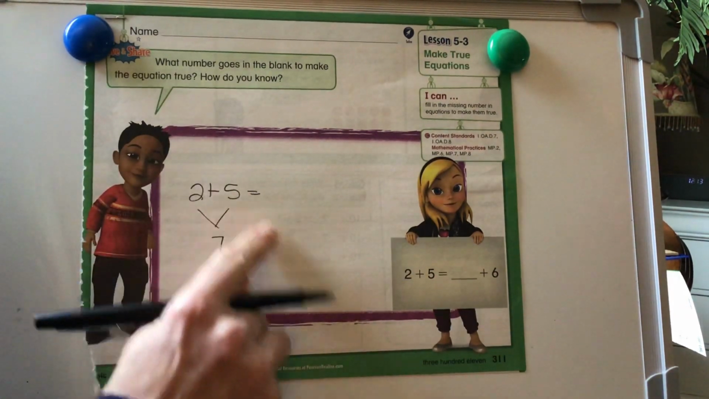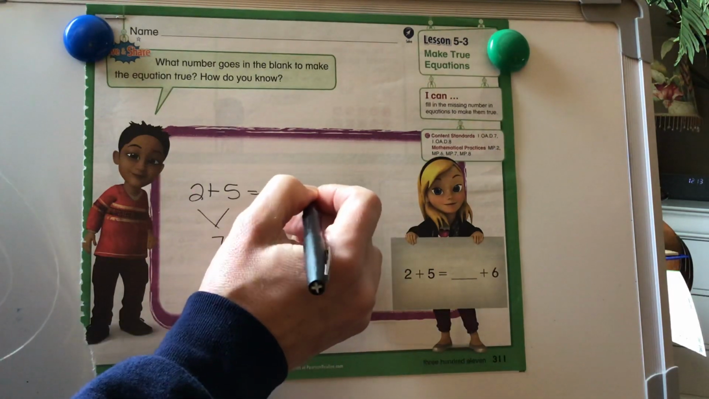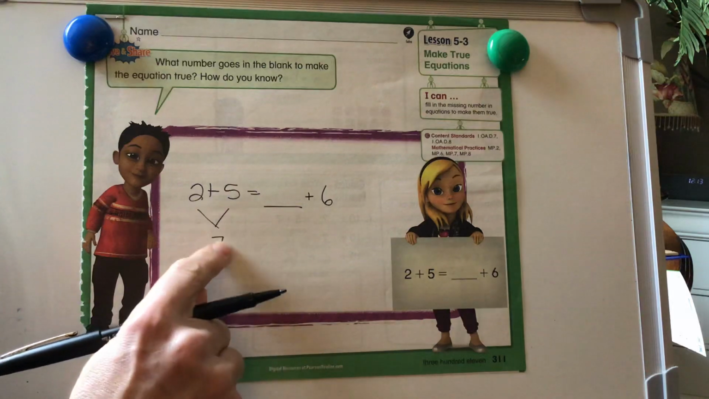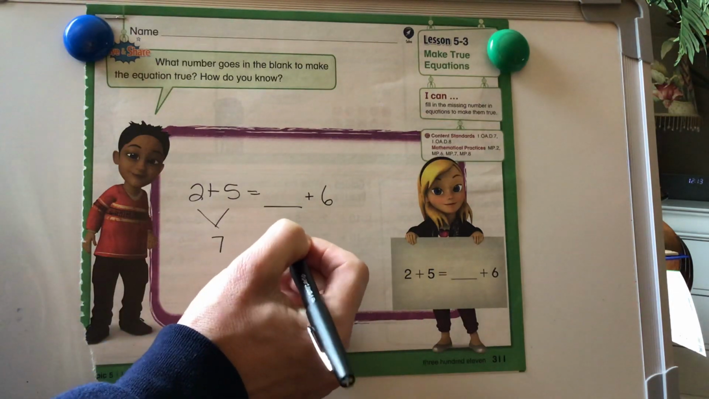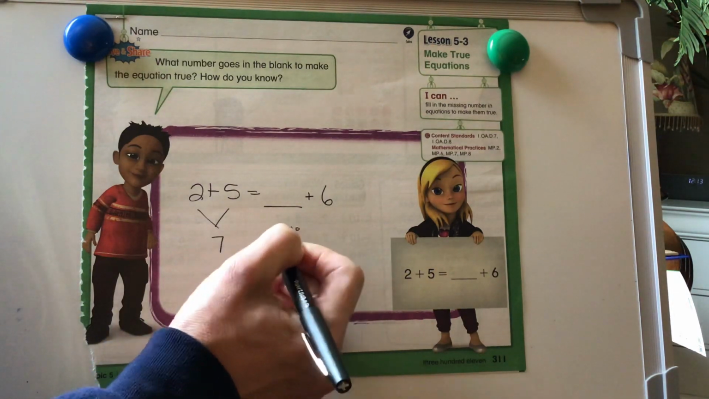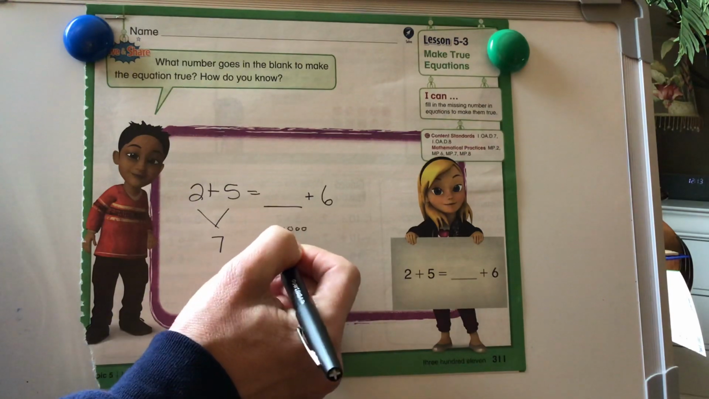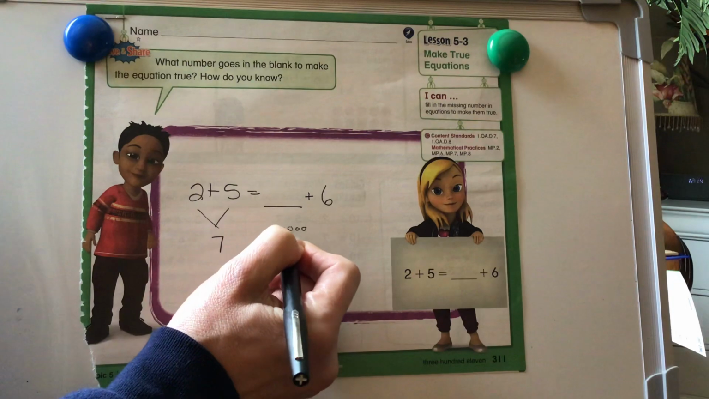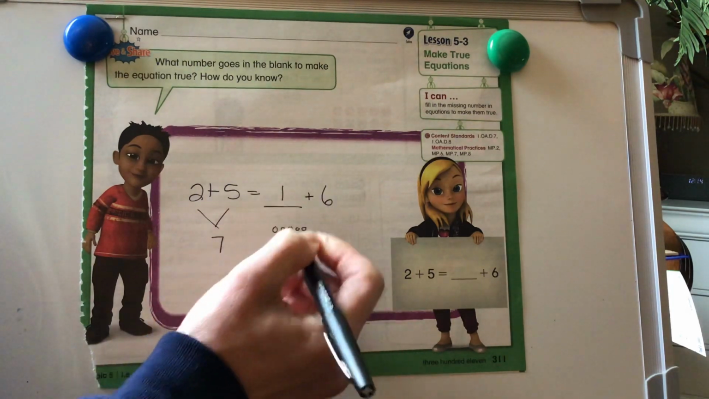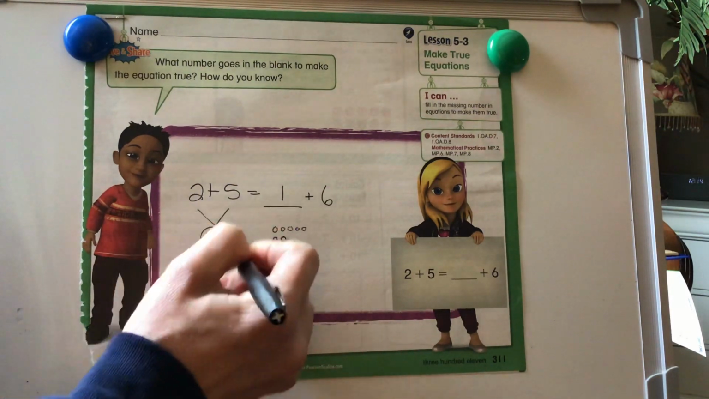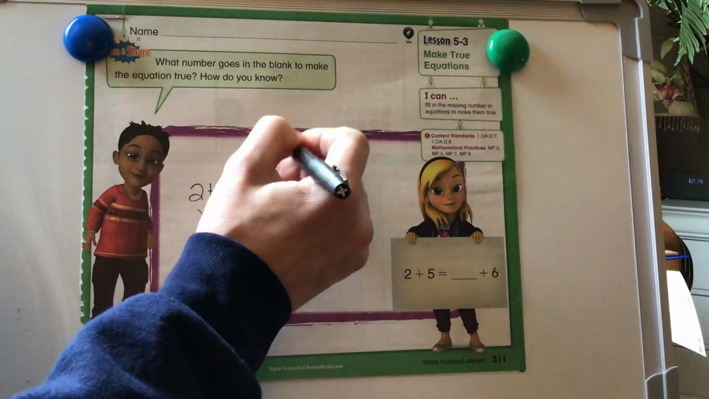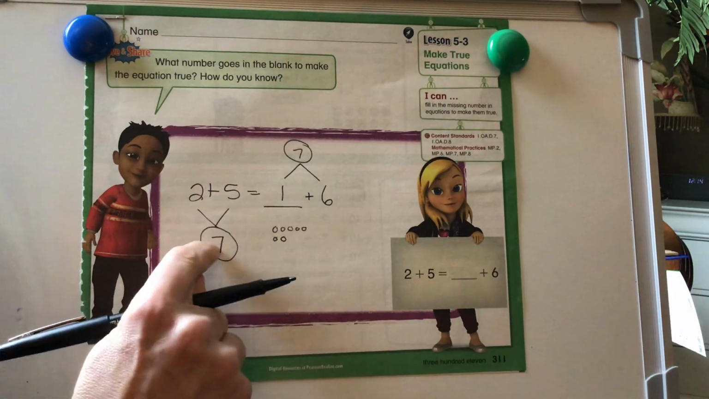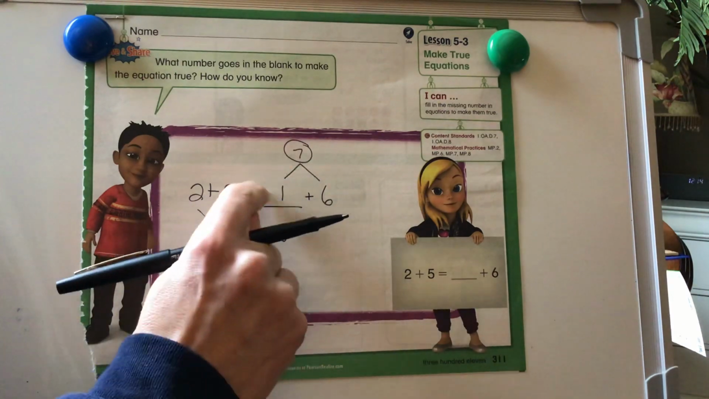And remember, equal sign means the same as. It's something plus 6. So what plus 6 is 7? So if I have 6, 1, 2, 3, 4, 5, 6. What do I need to add to make that 7? Well, if I have 6 and I add one more, I have 7. So this is 7. And 1 plus 6 is also 7. So remember, we want that equal sign means the same as on both sides.